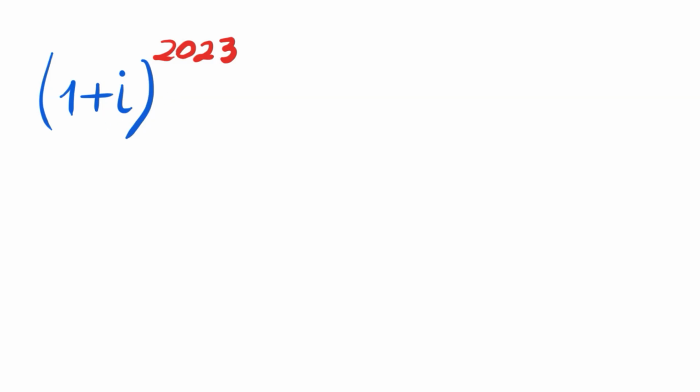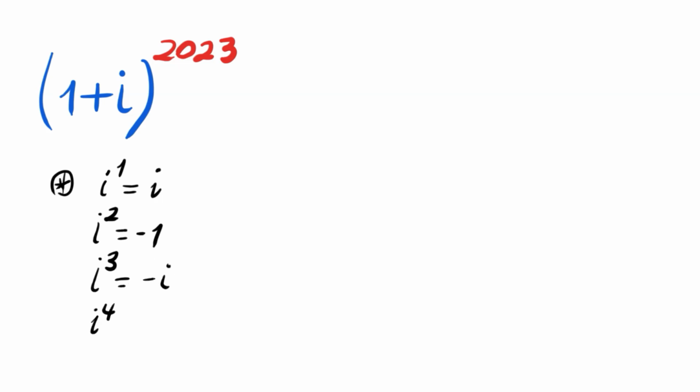Now my friends, the powers of i, as you all know, are: i to the power of 1 is i, i squared is negative 1 by definition, i cubed is i squared times i, which is negative i, and i to the fourth power is i squared times i squared, which is 1, and it just repeats itself after the fourth power. The integer powers of i repeat themselves.